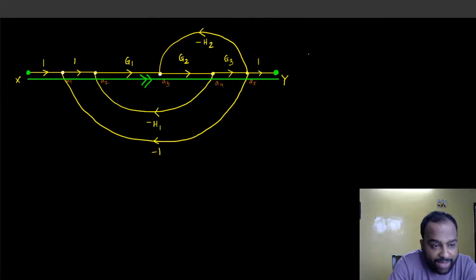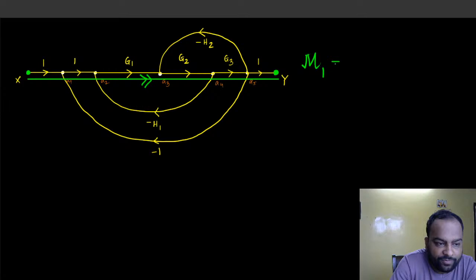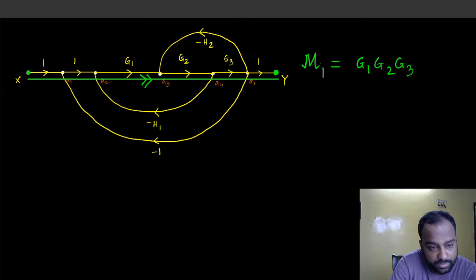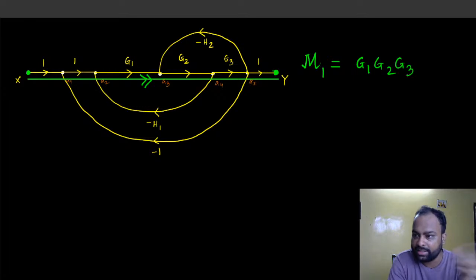So for this, we have a forward path and we write it as M1. And what is the gain of M1? Now imagine a signal that is starting from here. What gain is it encountering? 1, 1. Now it is getting multiplied with G1, and then that is multiplied with G2, and then whatever we had gets multiplied with G3, and then that gets multiplied with 1, and that reflects at the output Y.